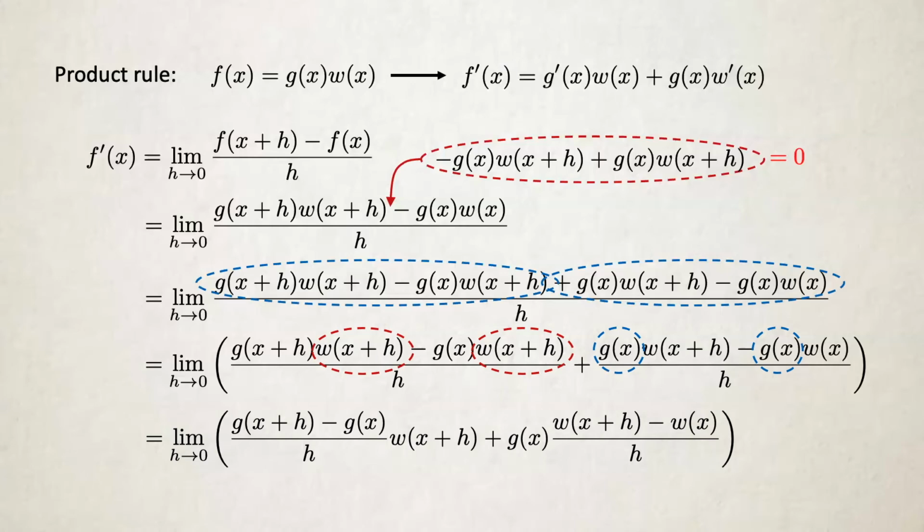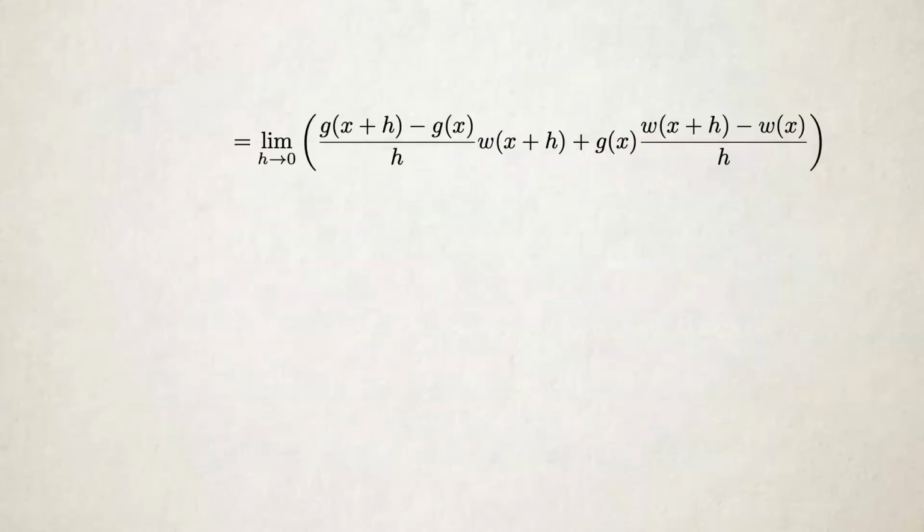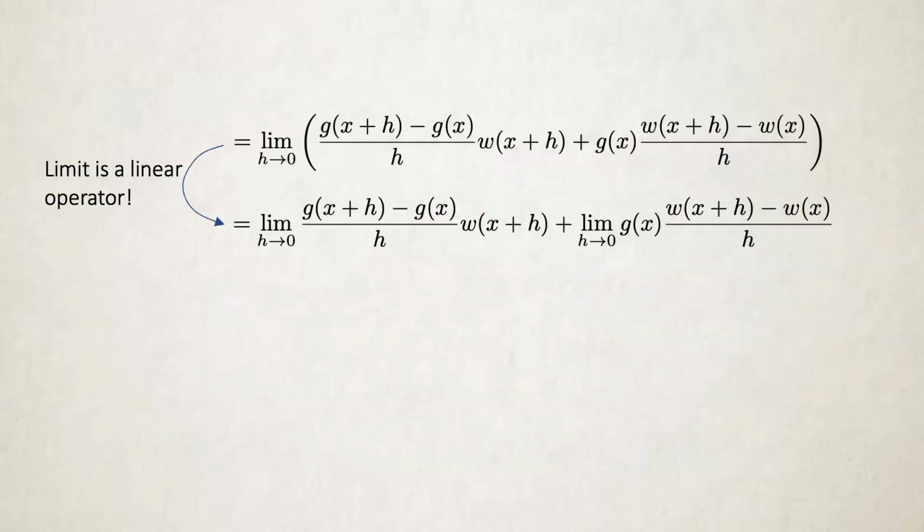All right, let's copy the last expression to the next page. Because the limit is a linear operator, we can split it into two limits, that is the limit as h approaches 0 of g of x plus h minus g of x over h times w of x plus h, plus the limit as h approaches 0 of g of x times w of x plus h minus w of x over h.